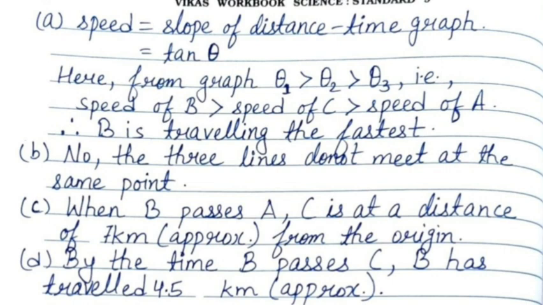Speed equals the slope of the distance time graph, that is tan theta. So B is traveling the fastest. Second one, no, the three lines do not meet at the same point. Third one, when B passes A, C is at a distance of 7 kilometers approximately from the origin. And fourth one, by the time B passes C, B has traveled 4.5 kilometers approximately.